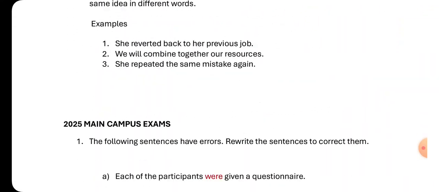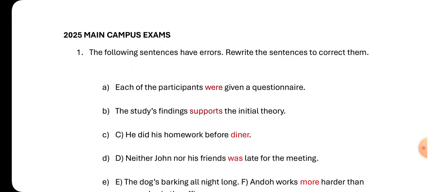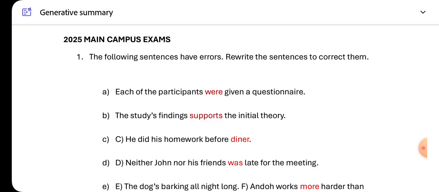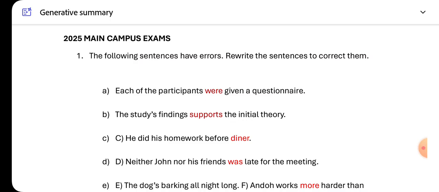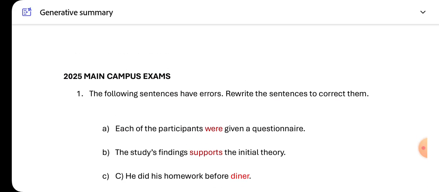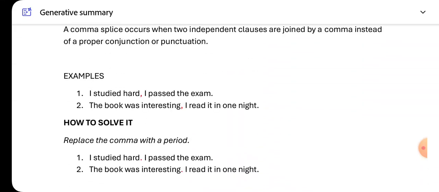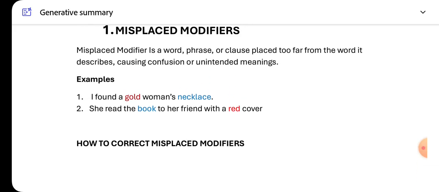Something like this, okay. They are going to give you something like this. So that's the main campus exams. Something like this, about 10 of them. So usually they ask you to correct the errors. I have highlighted the mistakes. Do you get it? But as we get there, I'll solve all of them with you. So they will give you something like this and expect you to solve them, and you need to understand the various ways that errors can be committed. If not, you make some mistakes in correcting those errors. So you need to pay attention to this concept very well.